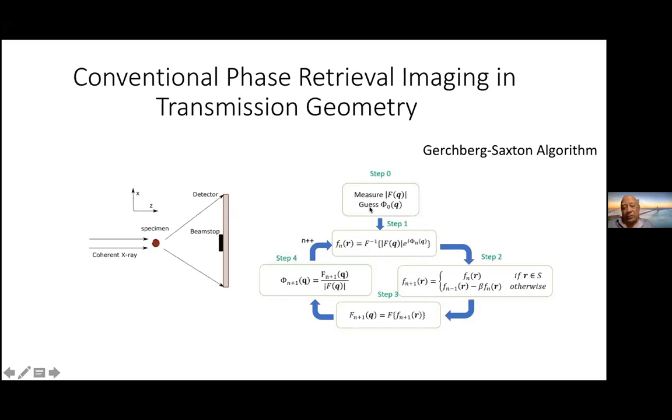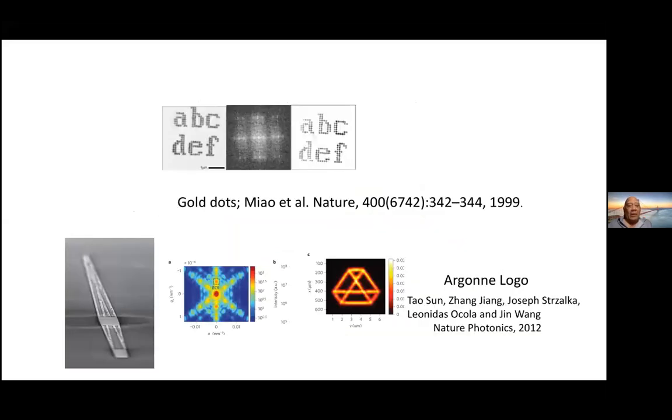So this is also known as lensless imaging, because you don't use any lens or any focuser. You just use basically the speckle pattern, that's the scattering pattern. And the first experiments of this type were done by John Miao and David Sayre and some others, where they put a pattern of gold dots.